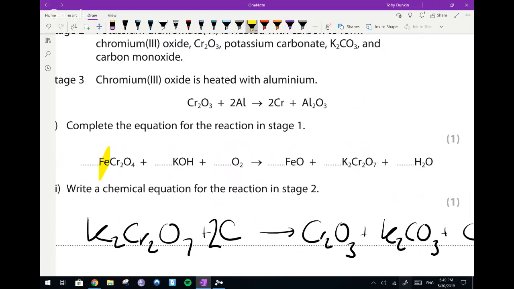So, 1 iron, 1 iron. Next, 2 chromiums, 2 chromiums. Wow, doing well so far. Next, oxygens. Right. 4, 5, 6, 7. I have 7 oxygens there, folks. Let's just quickly make a note of that. 7 oxygens.